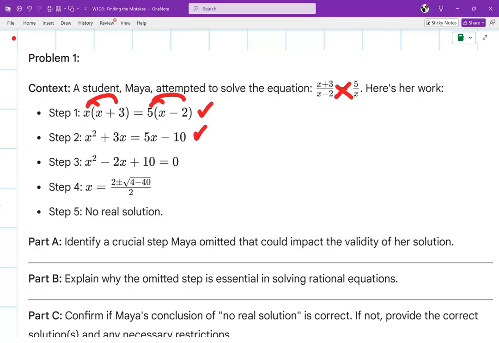This step is good. Next step, they move things over, okay? So when they got the 5x, they moved it over. They got the negative 10, they moved it over. The 5x should become a negative 2x, which it did. And the negative 10 should become a positive 10, which it did. So now the question is, if this is correct, then is their answer correct? How did they go from step 3 to step 4?